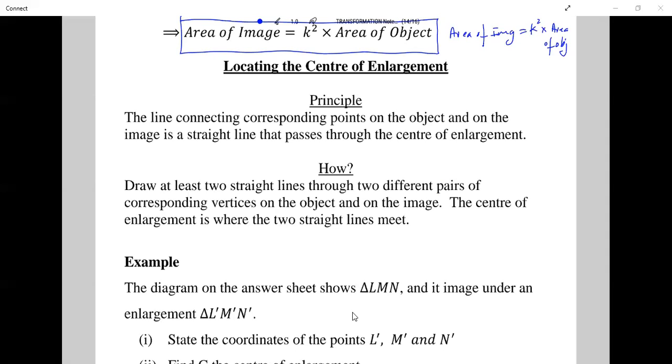We need to draw at least two straight lines through two different pairs of corresponding vertices on the object and on the image. The center of enlargement is where the two straight lines meet. Let's have a look at an example.